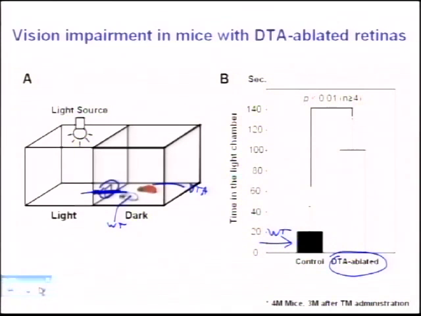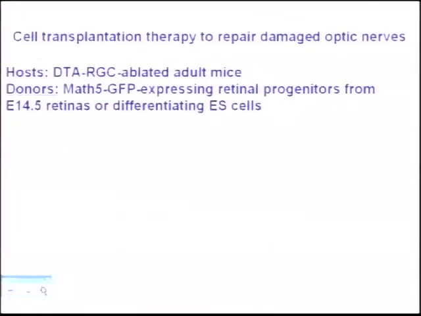All right, so we think we've created a very nice model for optic nerve degeneration. Now what we want to do is cure the mouse, bring back the optic nerves. Well, we haven't done it yet, but let me show you some approaches we've taken to get to that step. So our goal is to use cell transplantation therapy to replace damaged optic nerves.